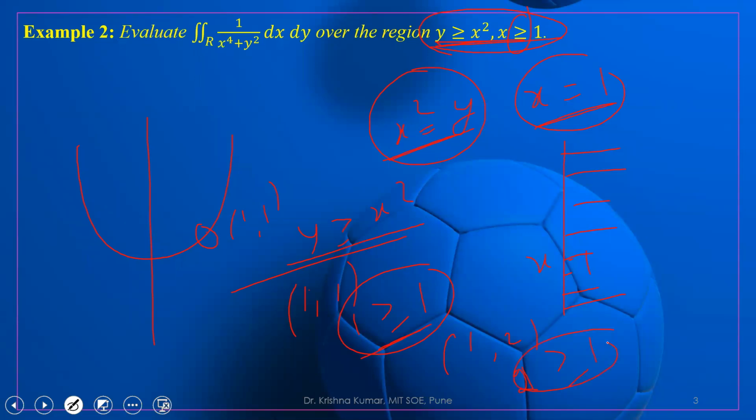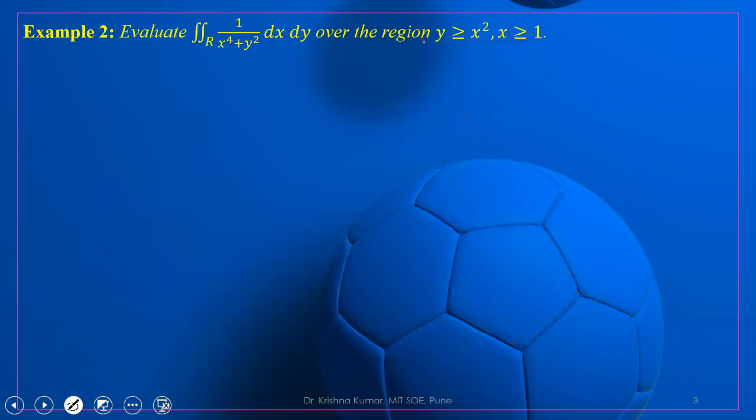So (1, 2) means what? Inside the, so what is this? This is the inner part of the parabola. The inner part of the parabola is what? It is y is greater than or equal to x square. So we have to first decide the region.